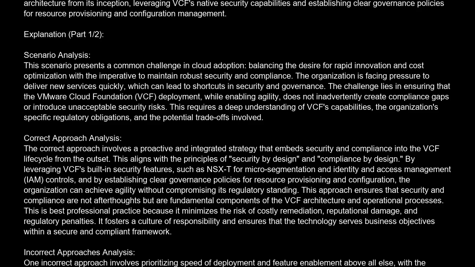Incorrect approaches analysis. One incorrect approach involves prioritizing speed of deployment and feature enablement above all else, with the assumption that security and compliance can be addressed retrospectively. This is a significant regulatory and ethical failure.